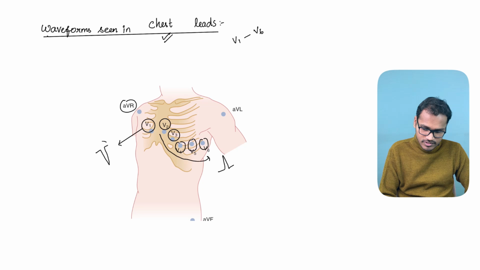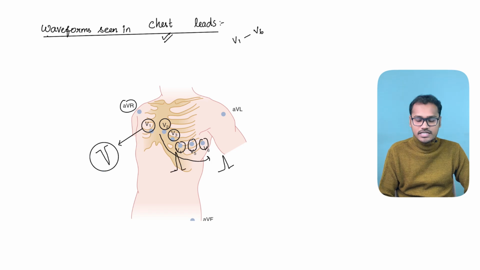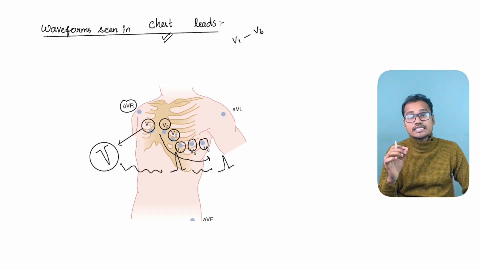Initially it will start with negative because V1 is looking away, and maybe in between, at the fourth one, it will be completely tall. Why? Because it is just aligned in the direction of the heart. So this progression of the R wave should be looked at whenever we are reading the chest leads.